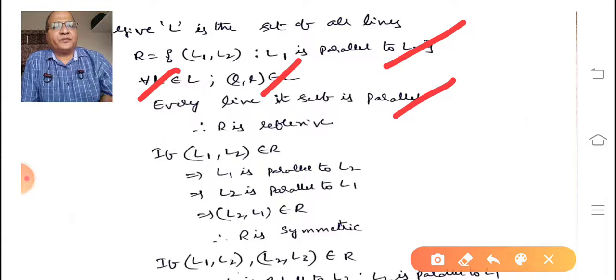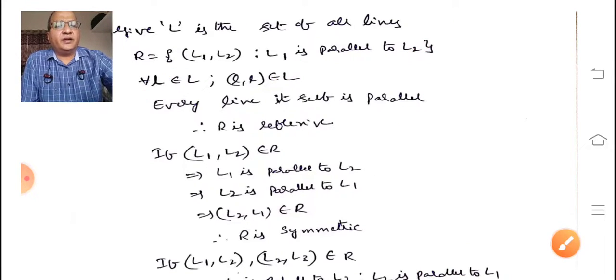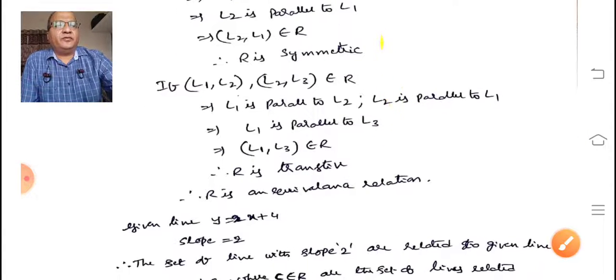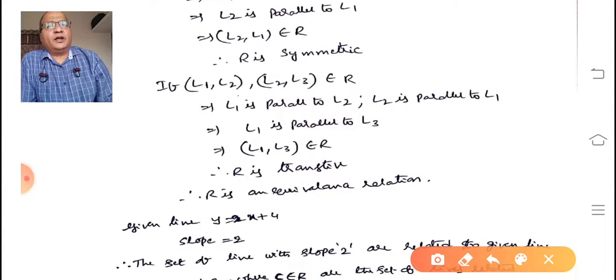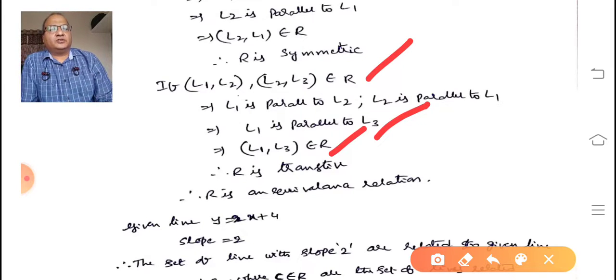Already we discussed this once again. If (L1, L2) belongs to R, meaning L1 is parallel to L2, that implies L2 is parallel to L1, hence (L2, L1) also belongs to R, therefore R is symmetric. Next, if (L1, L2) and (L2, L3) belong to R, L1 is parallel to L2, L2 is parallel to L3, then automatically L1 is parallel to L3, hence (L1, L3) belongs to R, therefore R is transitive. Hence R is an equivalence relation.